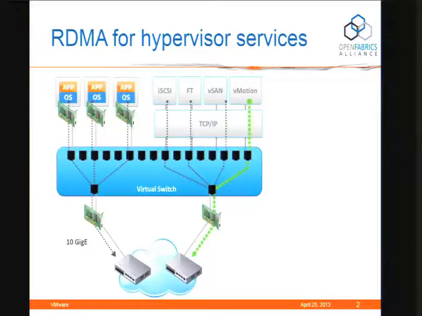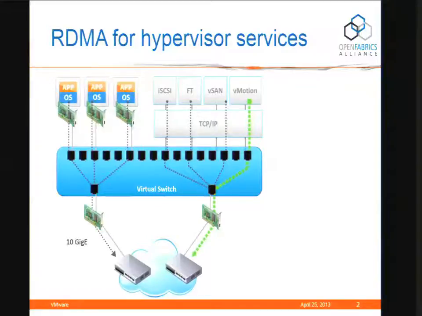So in the first section of my presentation, I'm going to talk about how RDMA can benefit the hypervisor services. Hypervisor services like live migration, what we call vMotion. vSAN is what Josh referred to as the clustered direct attached storage solution from VMware. It stands for virtual SAN. Fault tolerance, FT, is the ability to have a hot standby of a virtual machine if the active was to fail. And iSCSI are some of the examples of infrastructure-level hypervisor traffic.